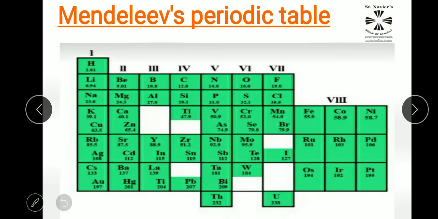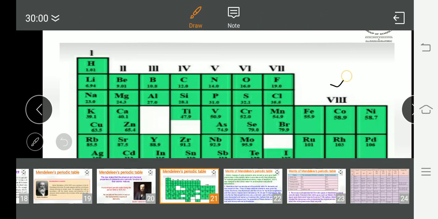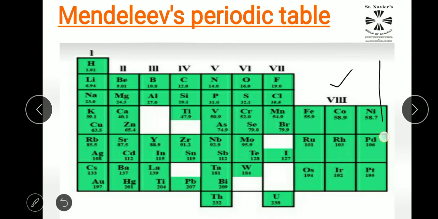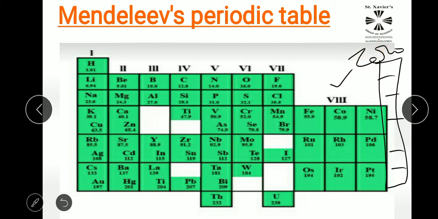Yeah, here is the table. Here the eighth group is there. There was no place for the noble gases, but he made one extra group at the end of the eighth group, and named it the zero group. He named it the zero group, students, and he arranged the elements in the last column. He did not disturb his table.